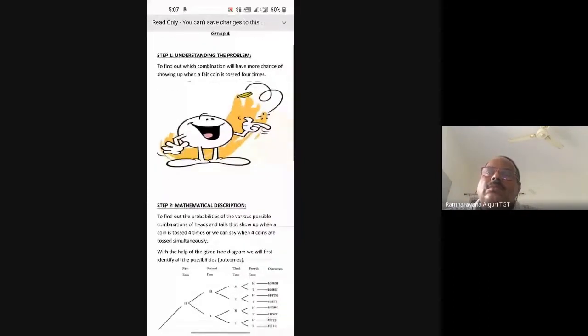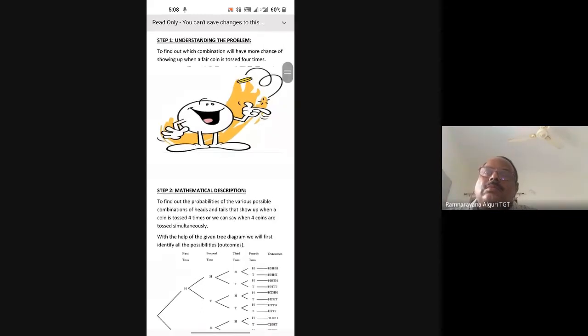So I am starting with step 1. Step 1 is understanding the problem. Now, when we toss a coin 4 times, in this case I am considering a number of trials equal to 4. So a lot of combinations occur. So the basic problem here is to find out which combination will have more chances of showing up when a fair coin is tossed 4 times. I hope the problem is clear to everyone.